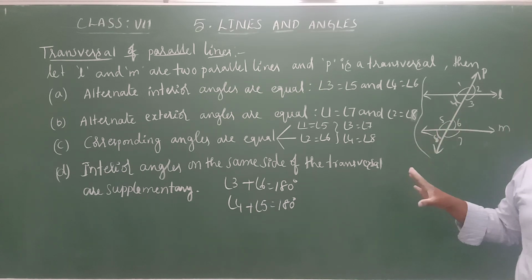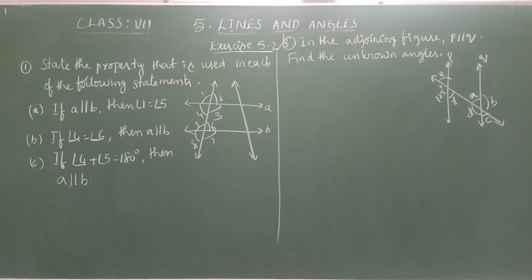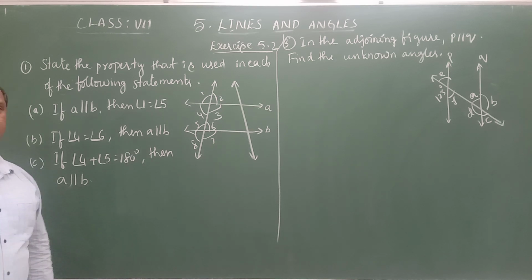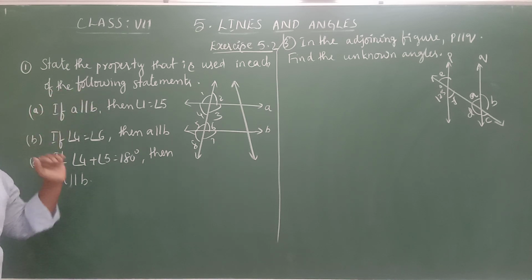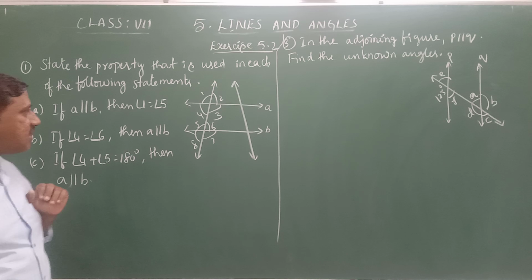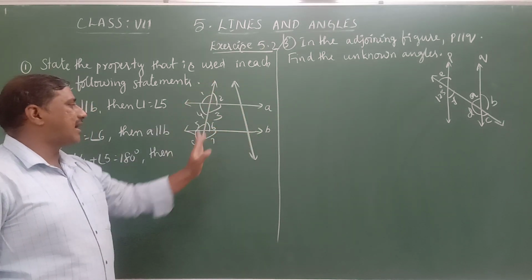So now, with the knowledge we studied, we will discuss problems from exercise number 5.2. The first question: state the property that is used in each of the following statements. Observe the figure. Here A and B are two lines intersected by two transversals.